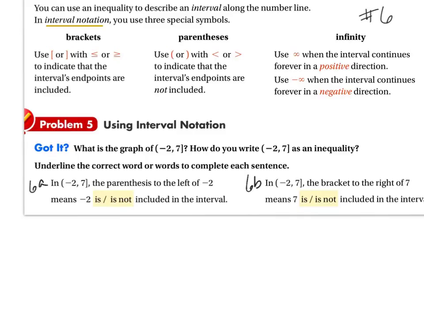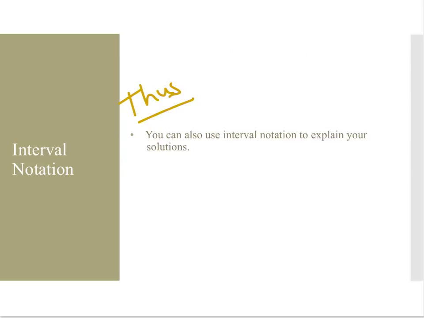So in parenthesis -2, 7 bracket, the parenthesis to the left of -2 means that -2 is or is not included in the interval. What do you think? You are correct. It is not. But the bracket to the right of the 7 means that 7 is or is not included in the interval. You are correct. It is included in the interval. So in short, this means you can use interval notation to explain your solutions. It should be in your notes.